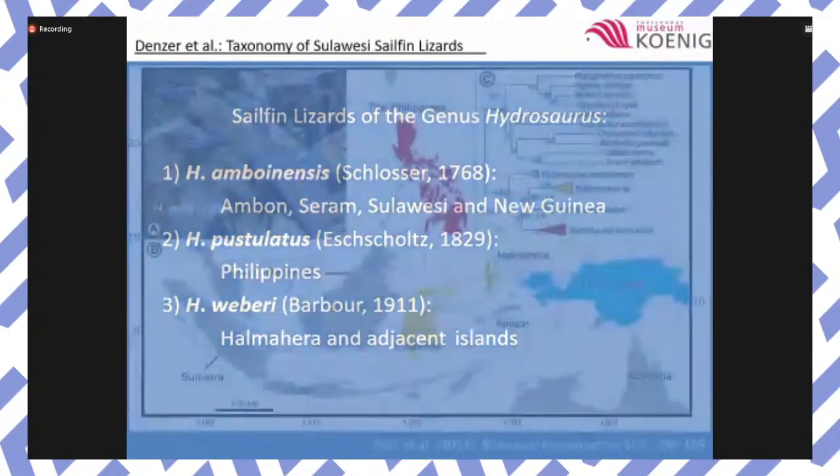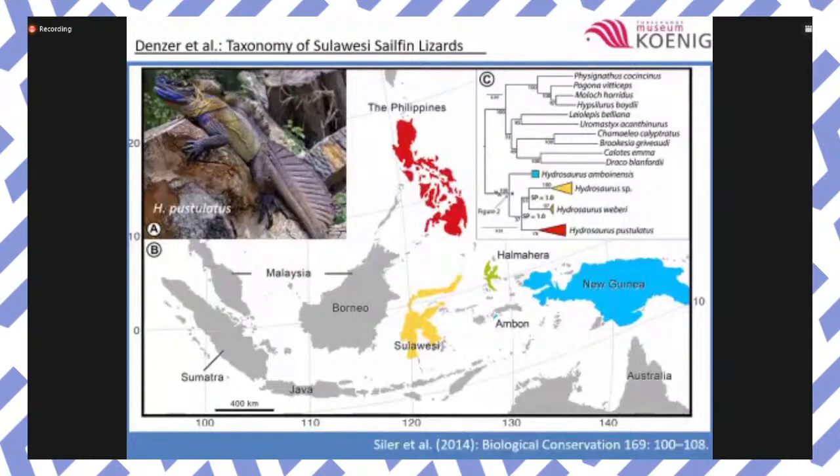There was just one recent phylogeny which investigated the phylogenetic relationships between the various populations. And as you can see here in yellow, Sulawesi represents a distinct clade, which is obviously distinct from amboinensis and all other clades. So obviously it needs a species name.